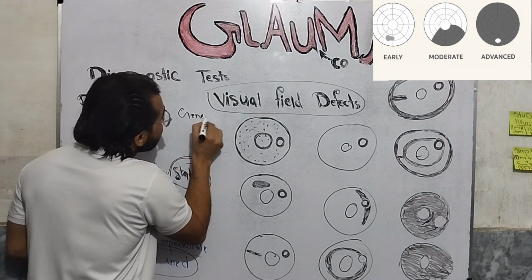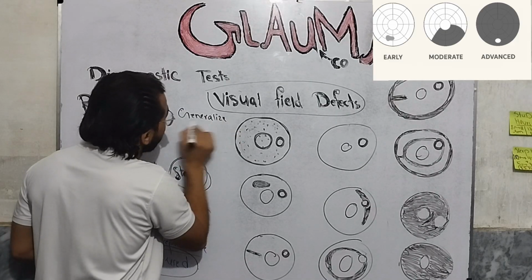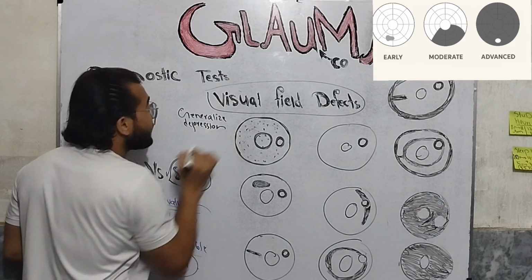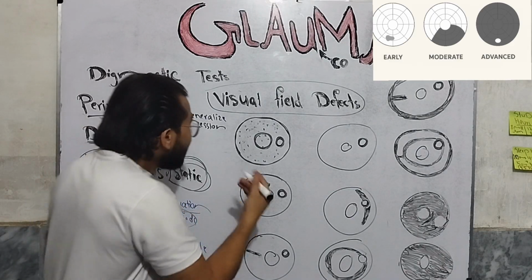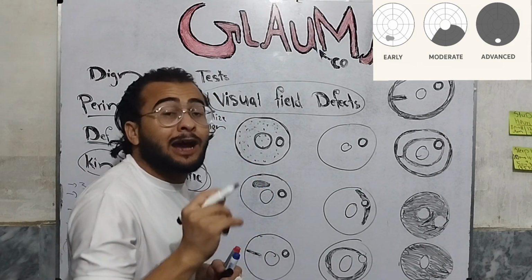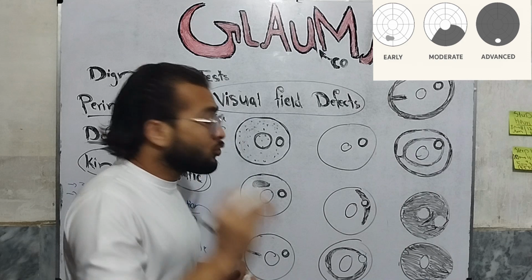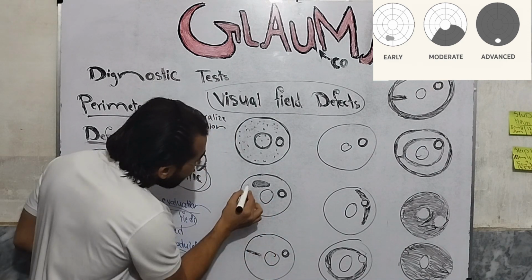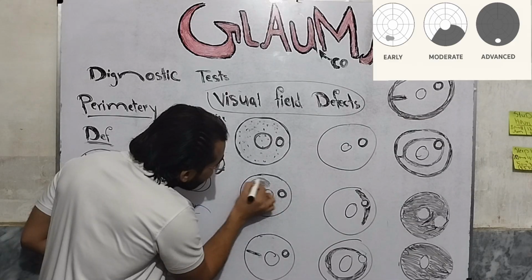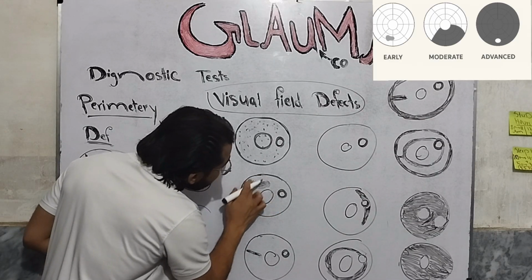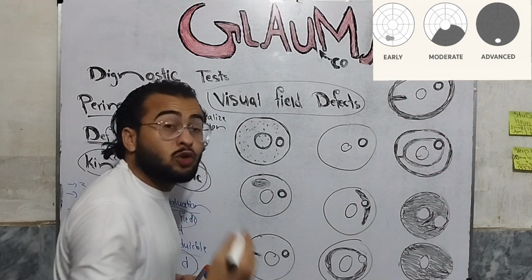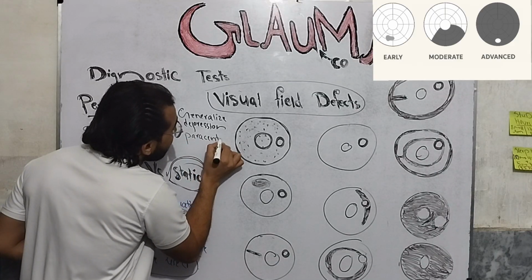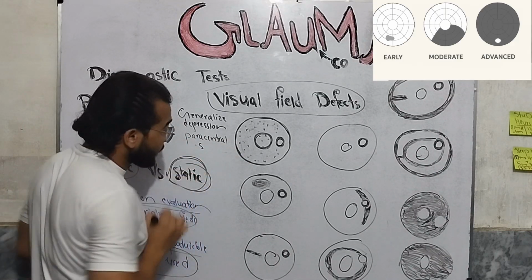So we can have generalized depression. Now, in the early visual field defects, we can have paracentral scotoma, a visual field defect near to the center. This is called paracentral scotoma.